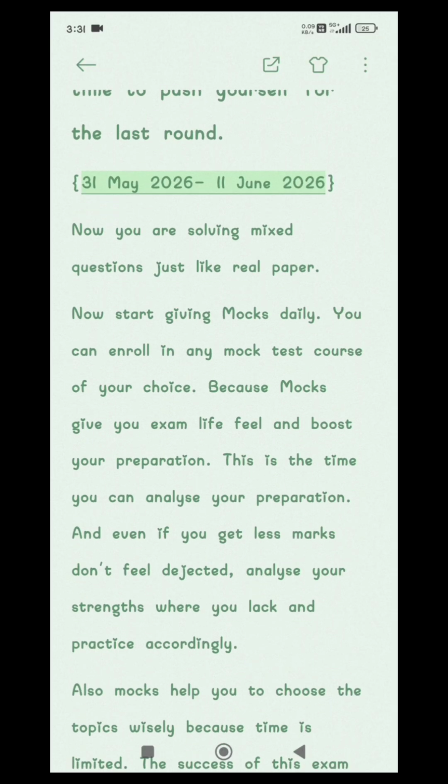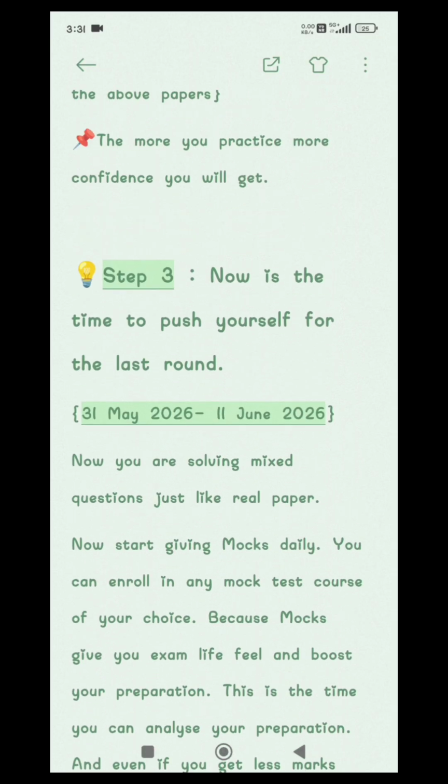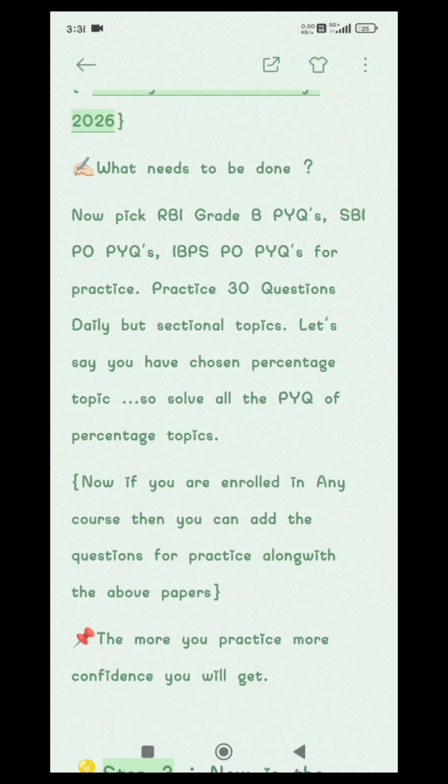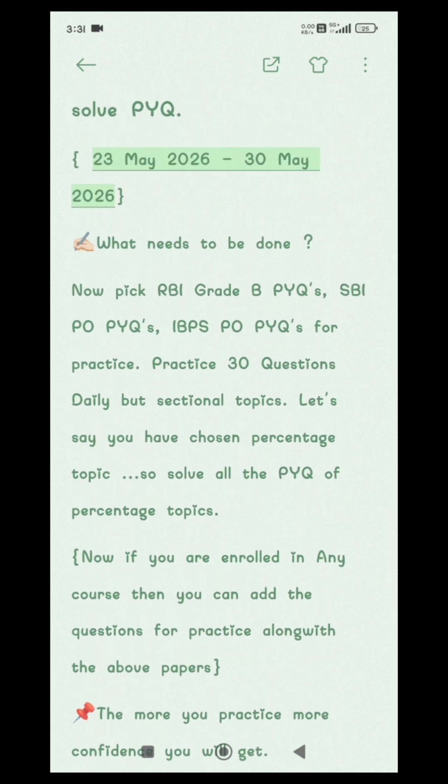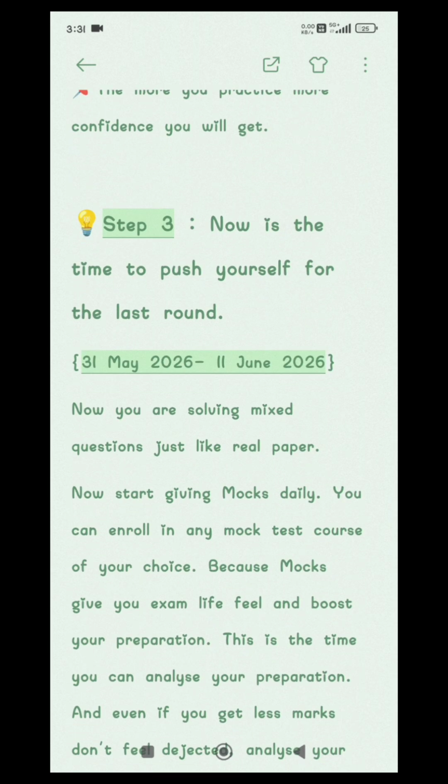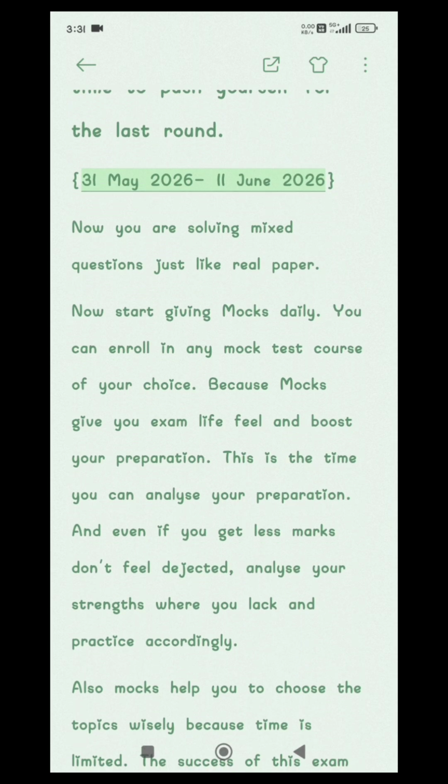So now you are solving mixed questions. What I had told you in step 2 was that you have to solve only sectional topics, like percentage, average. Now you have to solve it like a real paper. So you are solving mixed questions. In this period you have to start giving mocks daily. You can enroll in any mock test course of your choice.